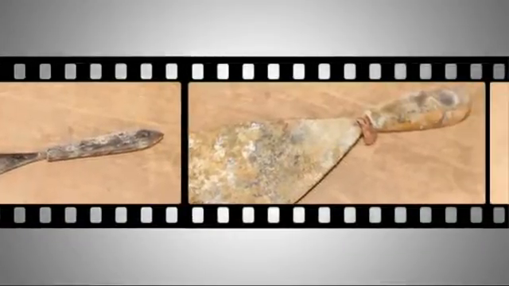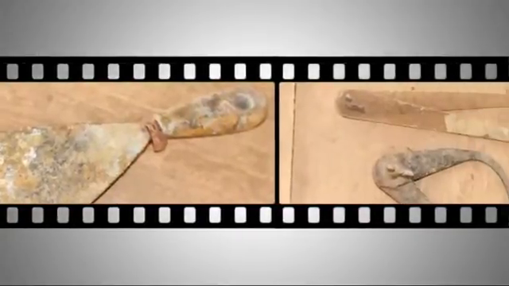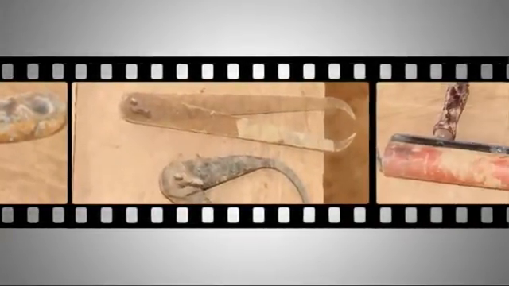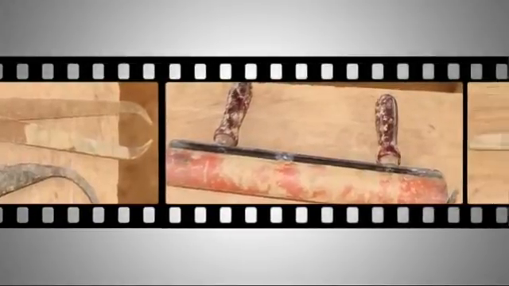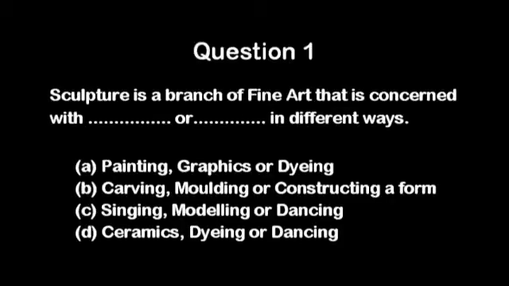Dear students, get ready to answer the following questions. These questions are going to form part of the final assessment. Number 1, sculpture is a branch of fine arts that is concerned with dash or dash in different ways. Options: A. Painting, graphics, or dyeing. B. Carving, molding, or constructing a form. C. Singing, modeling, or dancing. D. Ceramics, dyeing, or dancing.